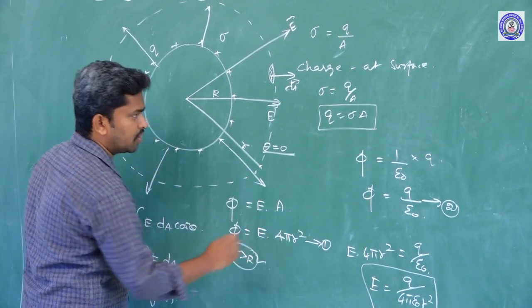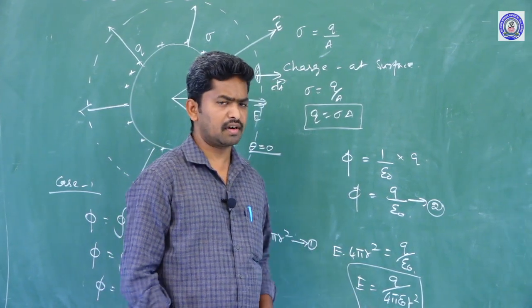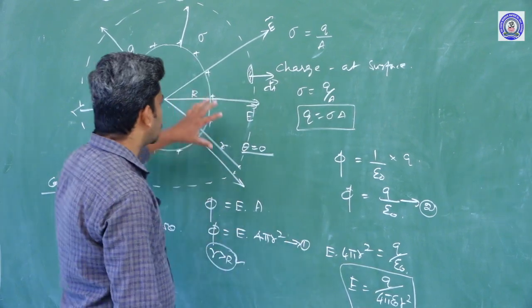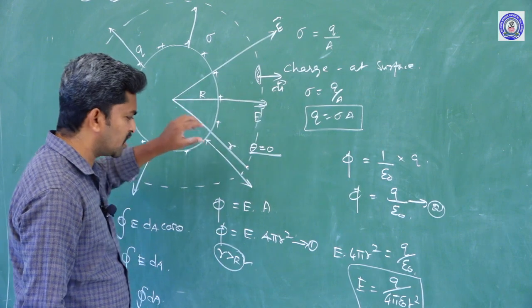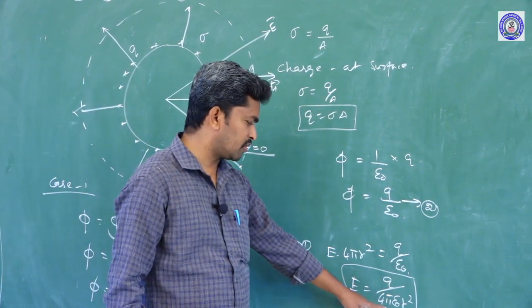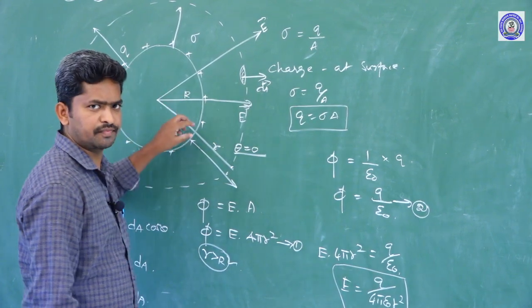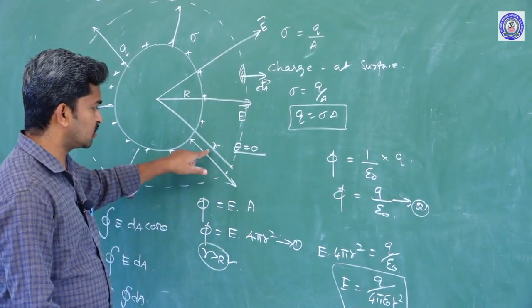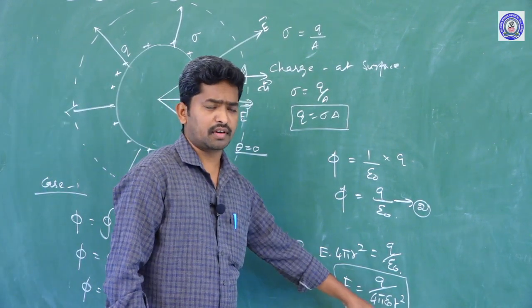It is a very important result: E is equal to q divided by 4 pi epsilon naught r squared. It seems that all the charge is concentrated at the center of the sphere, producing the same result, because it acts as a point charge. You know well, a point charge produces an electric field at a distance r of E equal to q divided by 4 pi epsilon naught r squared.